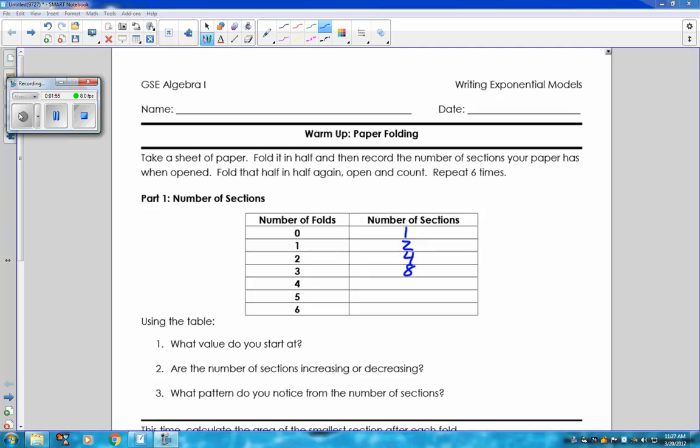So if I fold it in half again, and then fold it in half again. After I fold my piece of paper 4 times, how many sections do I have? 16. Y'all finish the chart.